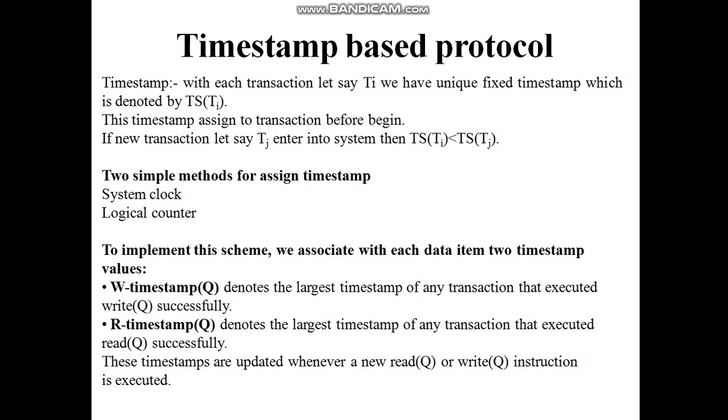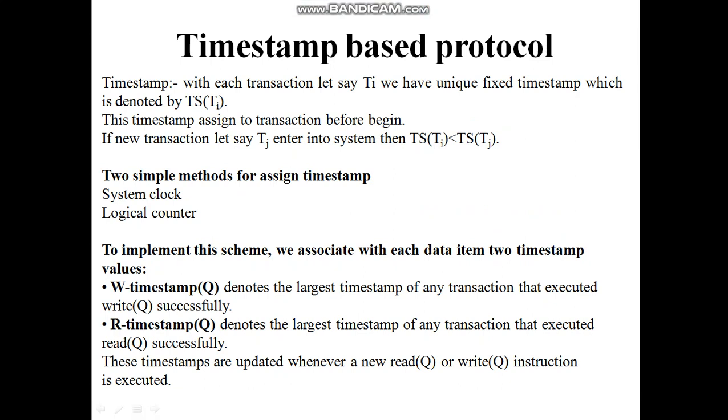Timestamp based protocol. The timestamp is denoted by TS on a transaction, let's say Ti. This timestamp is assigned to the transaction before it begins. Let's say this is a new transaction Tj that enters the system; then the TS of the first transaction Ti should be less than the timestamp of the transaction Tj. There are two simple methods for assigning a timestamp, either through the system clock or through a logical counter.